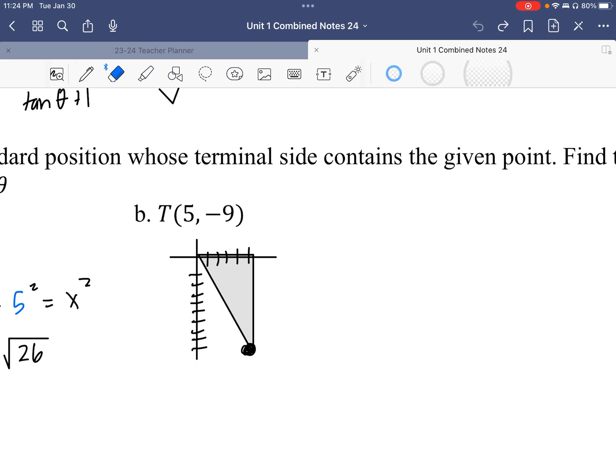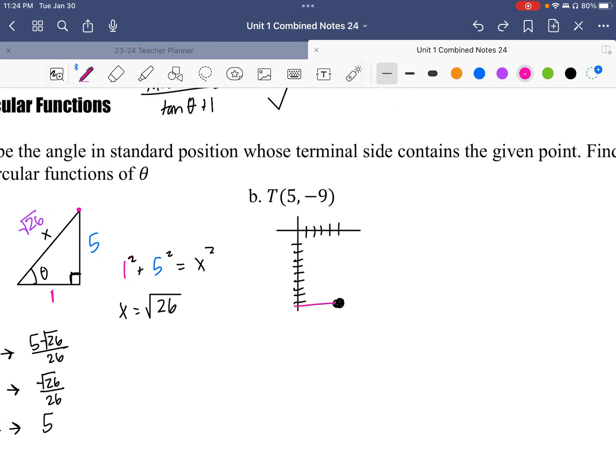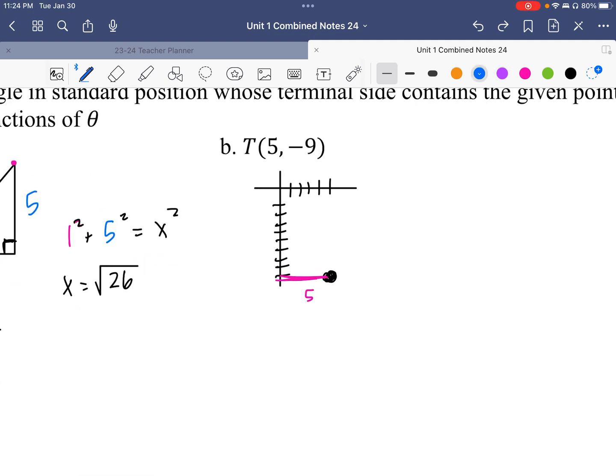So I'm actually going to back it up and say that we actually want to deal with the triangle that is created here. So that's going to be 5. And this one along the y-axis here is going to be there, and that's going to be -9 or 9. And then we'll do this one instead. And so then the theta that we're working with is there. Okay.